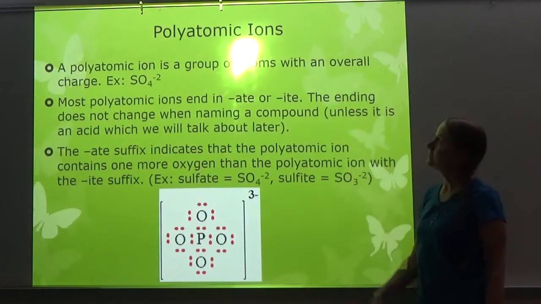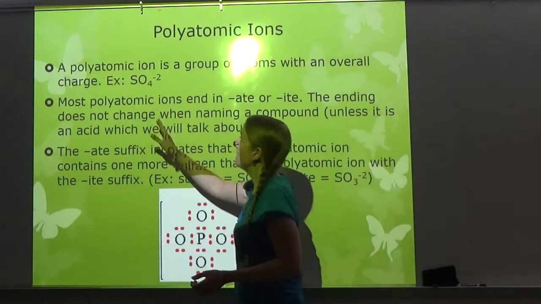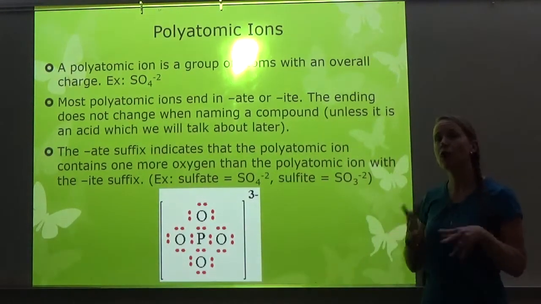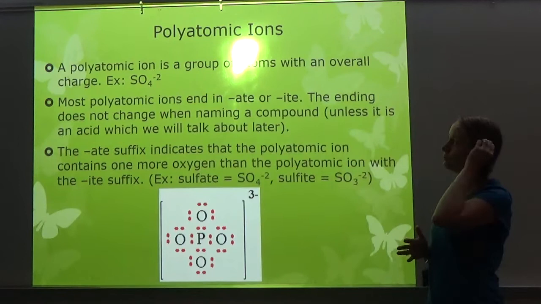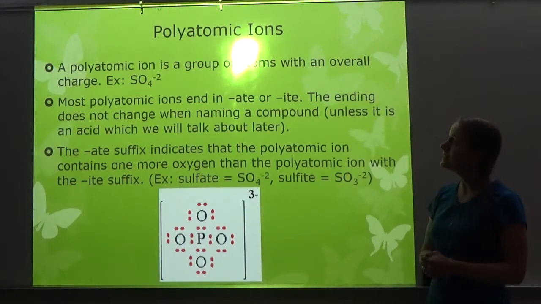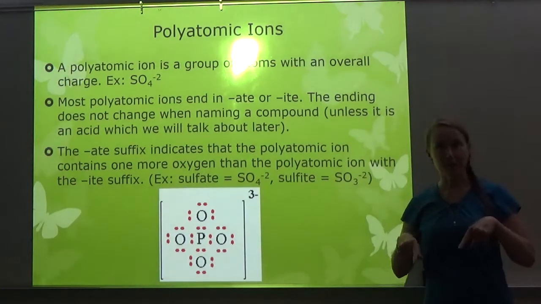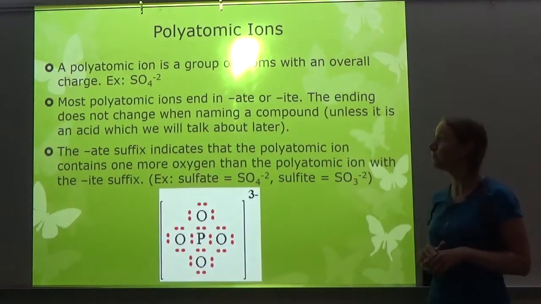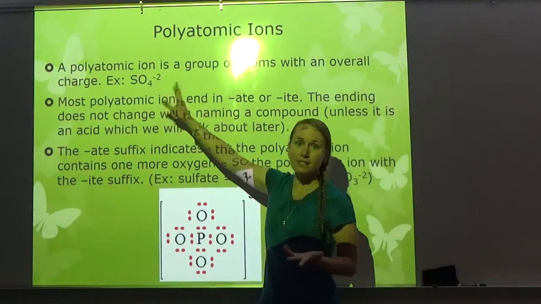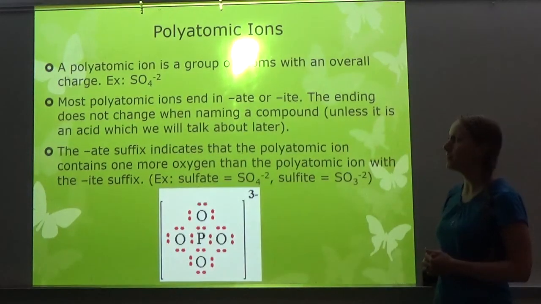So a polyatomic ion is a group of atoms with an overall charge. So for example, SO4 with a -2 charge. So the sulfur and the 4 oxygens all together have a -2 charge. Most polyatomic ions end in -ate or -ite. The ending does not change when naming a compound, unless it's an acid, which we'll talk about later. And by later, I mean in section 9.4. Okay, so I'm not going to change SO4 as sulfate. When it's -2, it's still just sulfate.